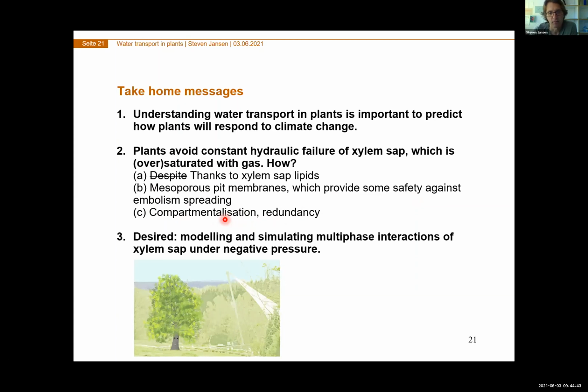And I hope you can see that we need much more work, and with many of you having excellent expertise in porous media, modeling and simulations and so on, this is exactly what is needed, I guess, to understand many more details of how these multiphase interactions are really important for water transport under negative pressure.